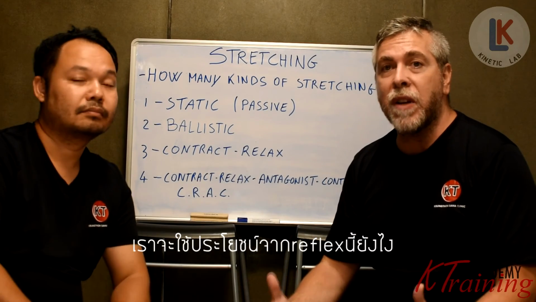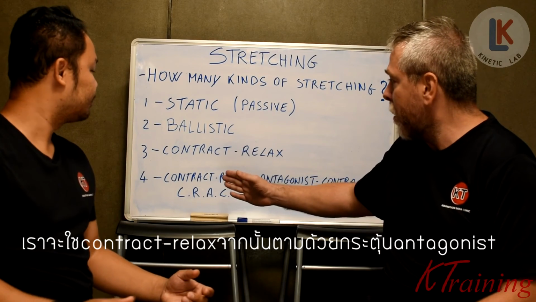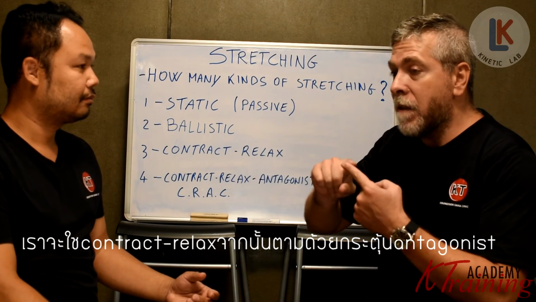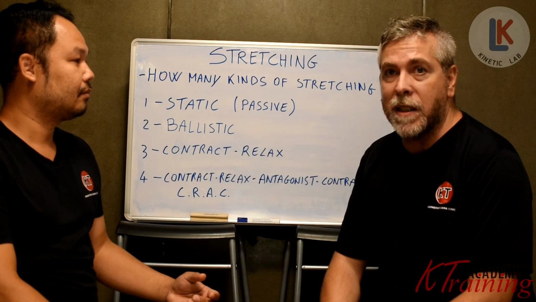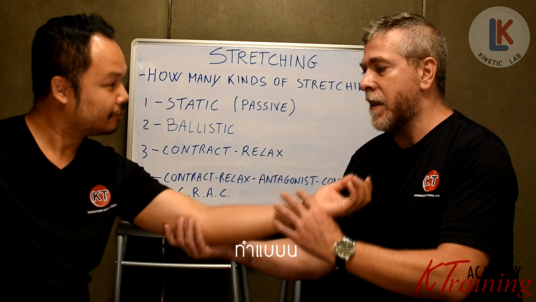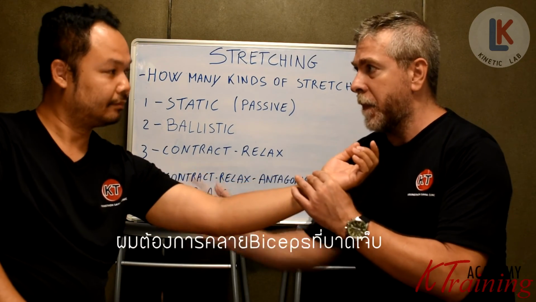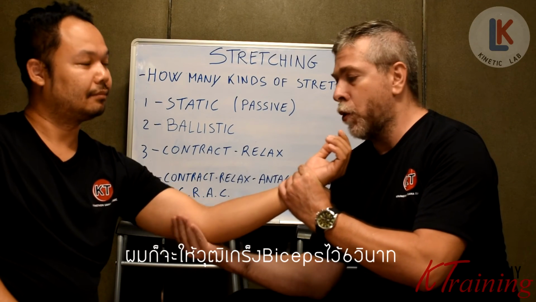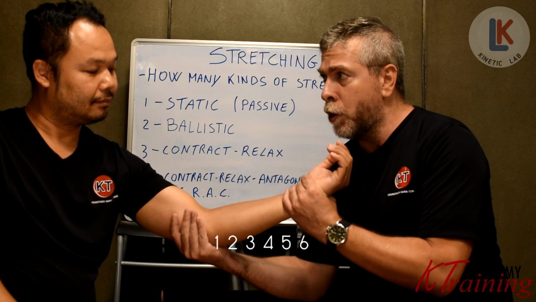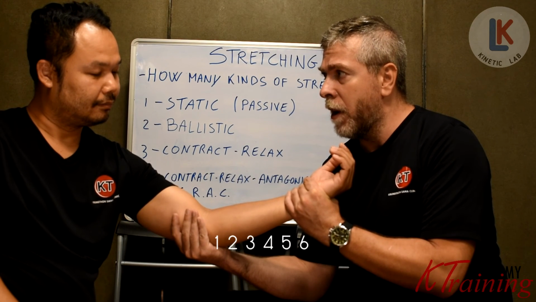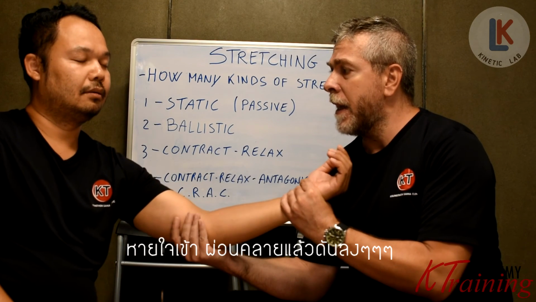How can we use this reflex to our advantage? We use it by performing a contraction, a relaxation, followed immediately by a contraction of the antagonist. So what happens is this. I want to relax this sore bicep, so I ask Mr. Wood to flex his bicep for 6 seconds. 1, 2, 3, 4, 5, 6. Deep breath in, relax, and extend.